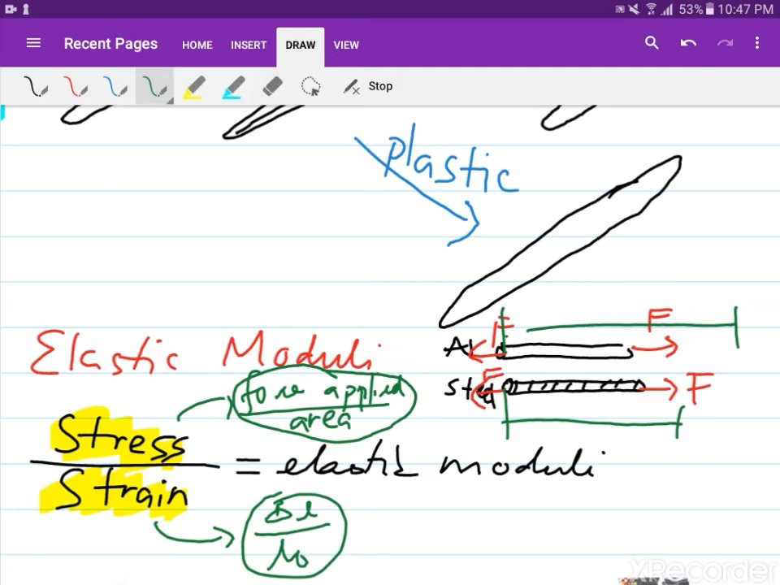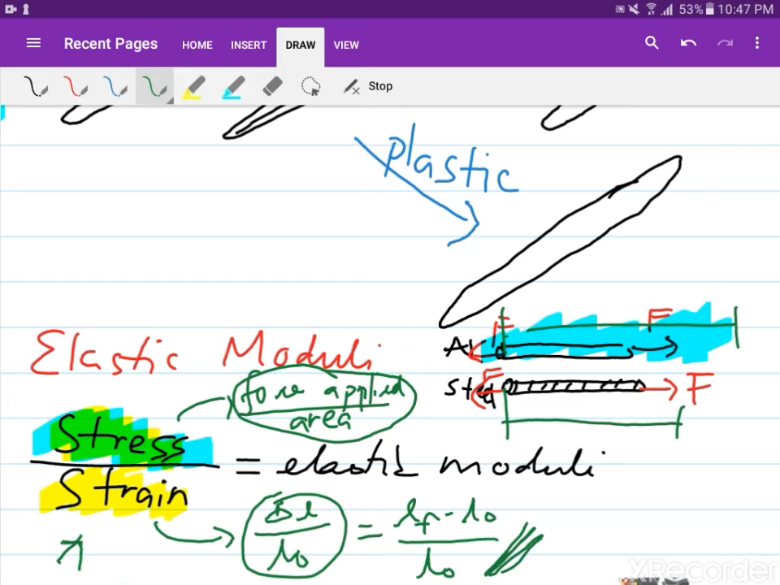So for the given amount of force, the same amount of force, this will have a greater fractional change in length. So this will be L_F minus L naught over L naught. This term will be greater for the aluminum, whereas in the steel, this term will be smaller. So when we have a smaller denominator term, this elastic moduli will be larger.